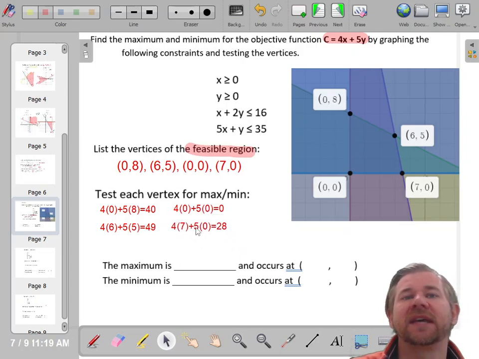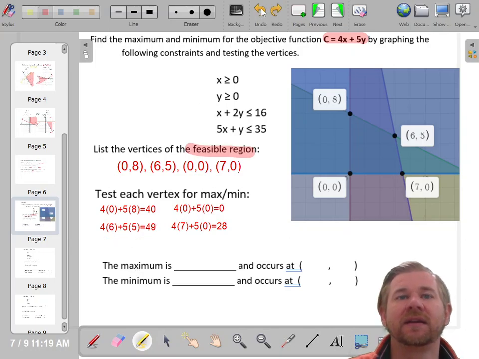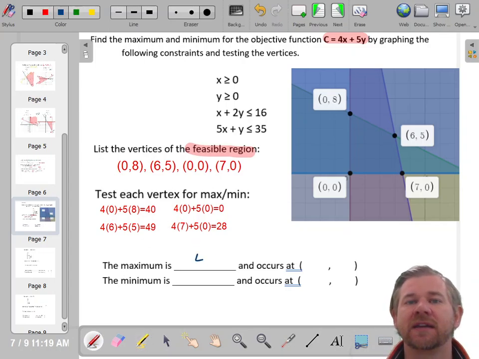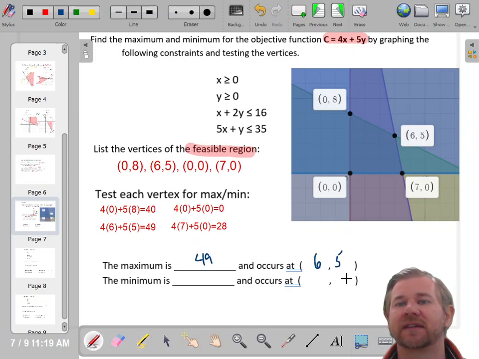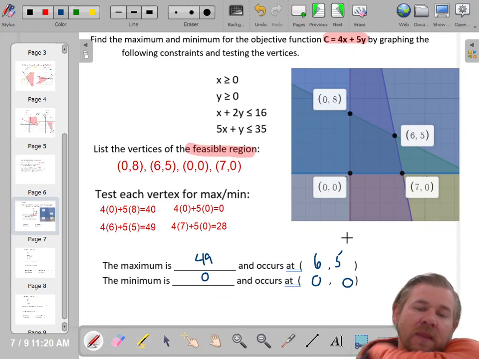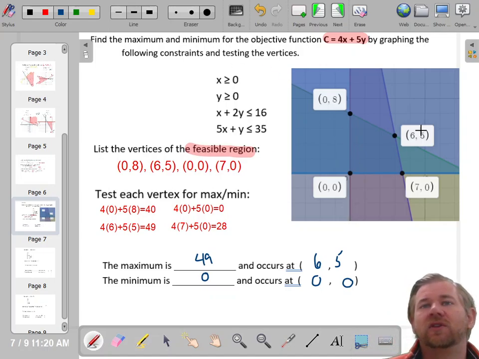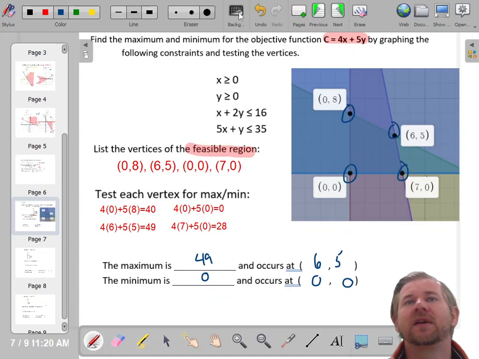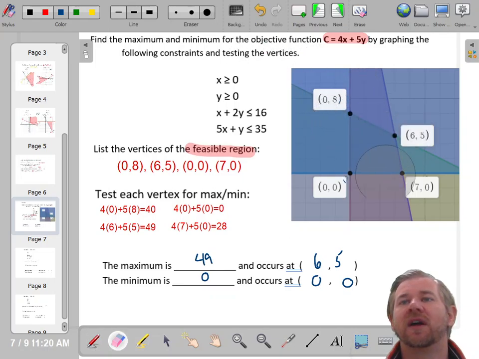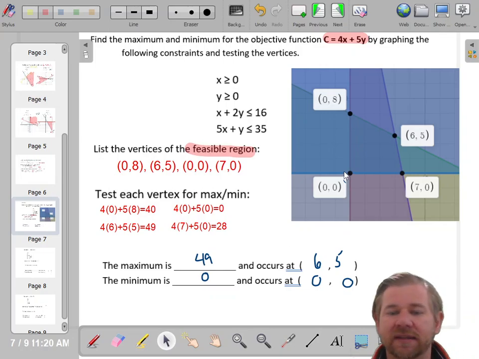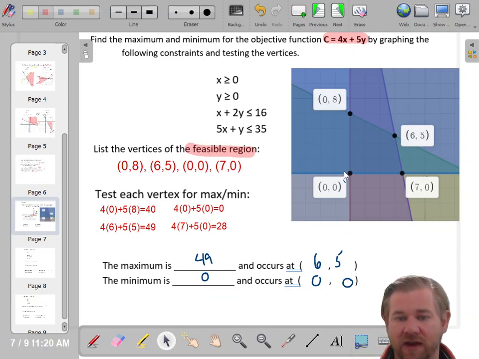So which one's the biggest? The maximum is right there. So I'll say the maximum that you can get in the objective function is 49, and that happens at (6, 5), when x is 6 and y is 5. The minimum is 0, and that's at (0, 0). Again, if you don't do anything, you should expect to get nothing. So you graph them, you find the overlap, and what you're looking for is the vertices of the overlap. Once you have those vertices, you plug them in to the objective function, and you see which one is the winner. There's no context yet. It's just a bunch of arithmetic for now.